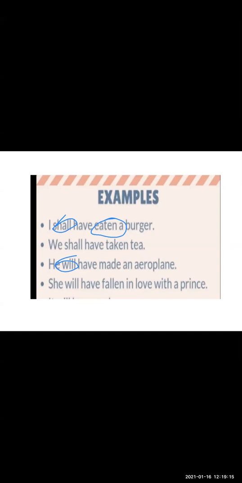But see the action, the main word: eaten, taken, fallen. This action word has already happened. So this sentence comes under the future perfect tense. This is the future perfect tense. Okay. Now let me see another. One second. This is our another examples.